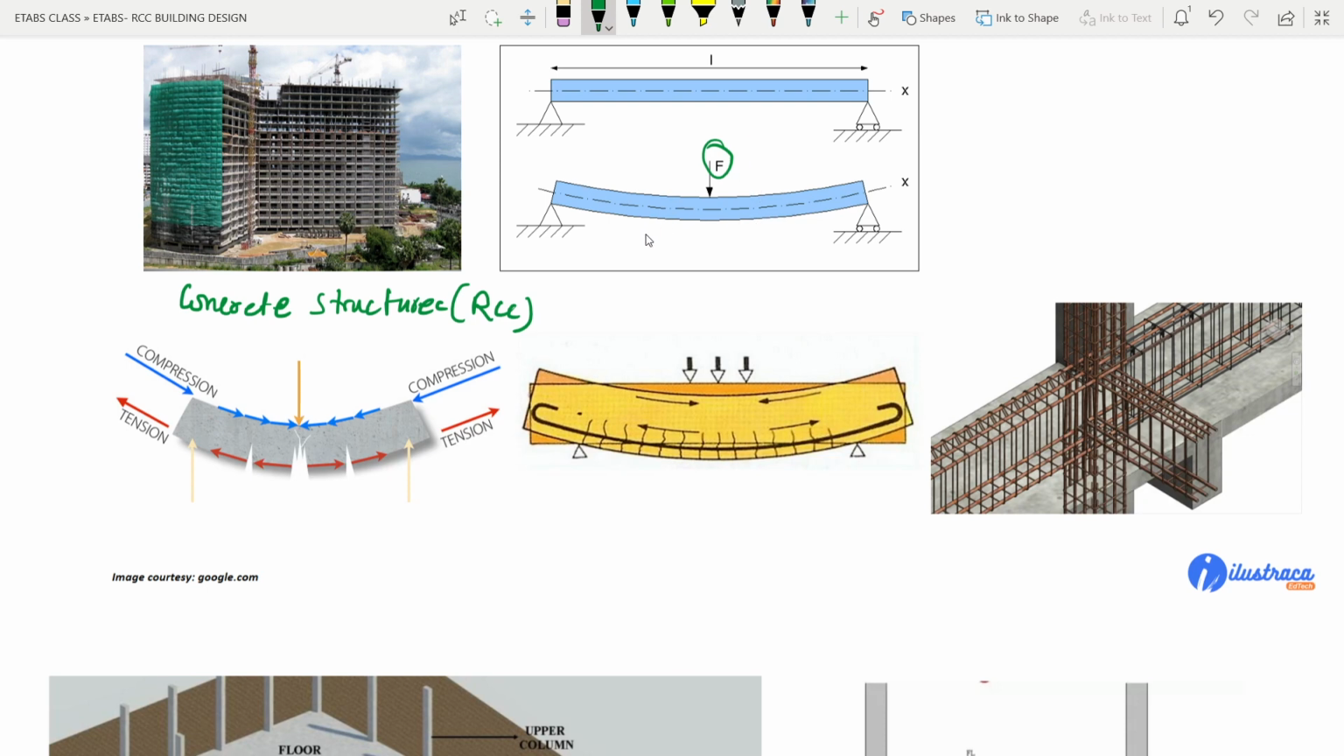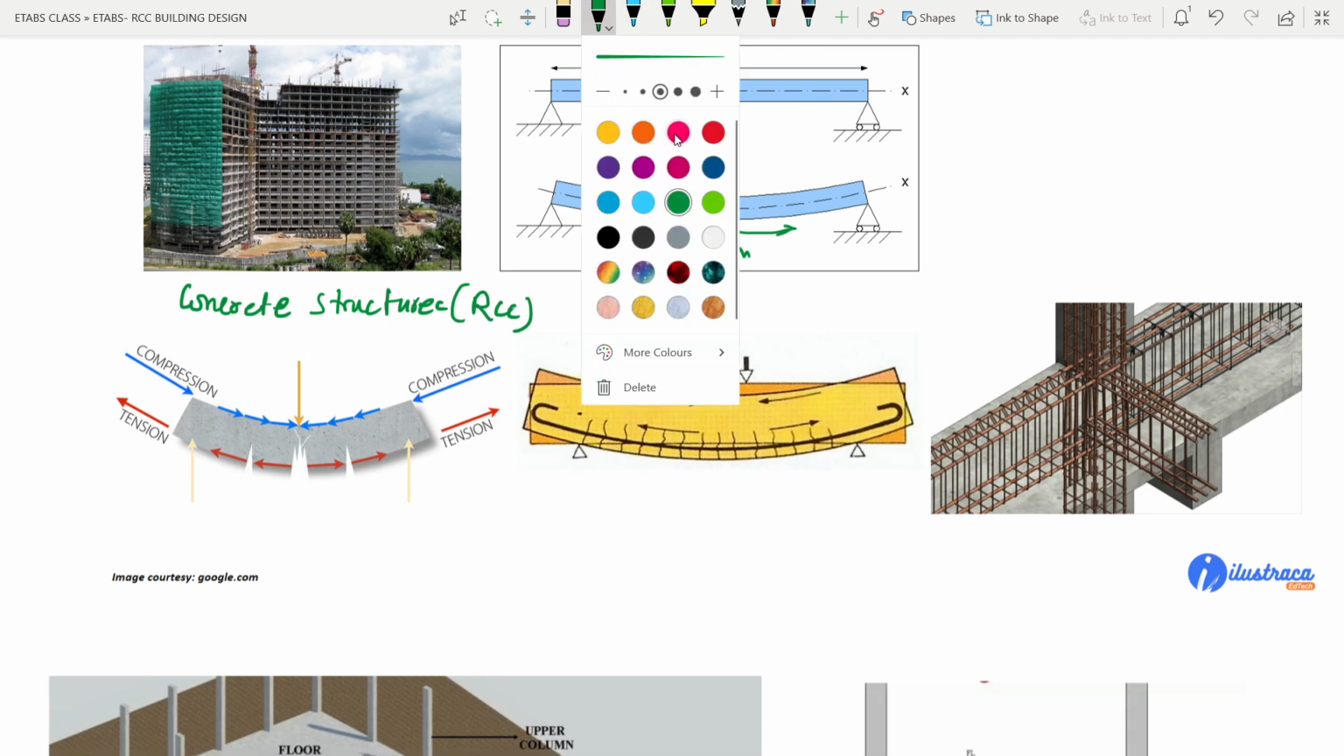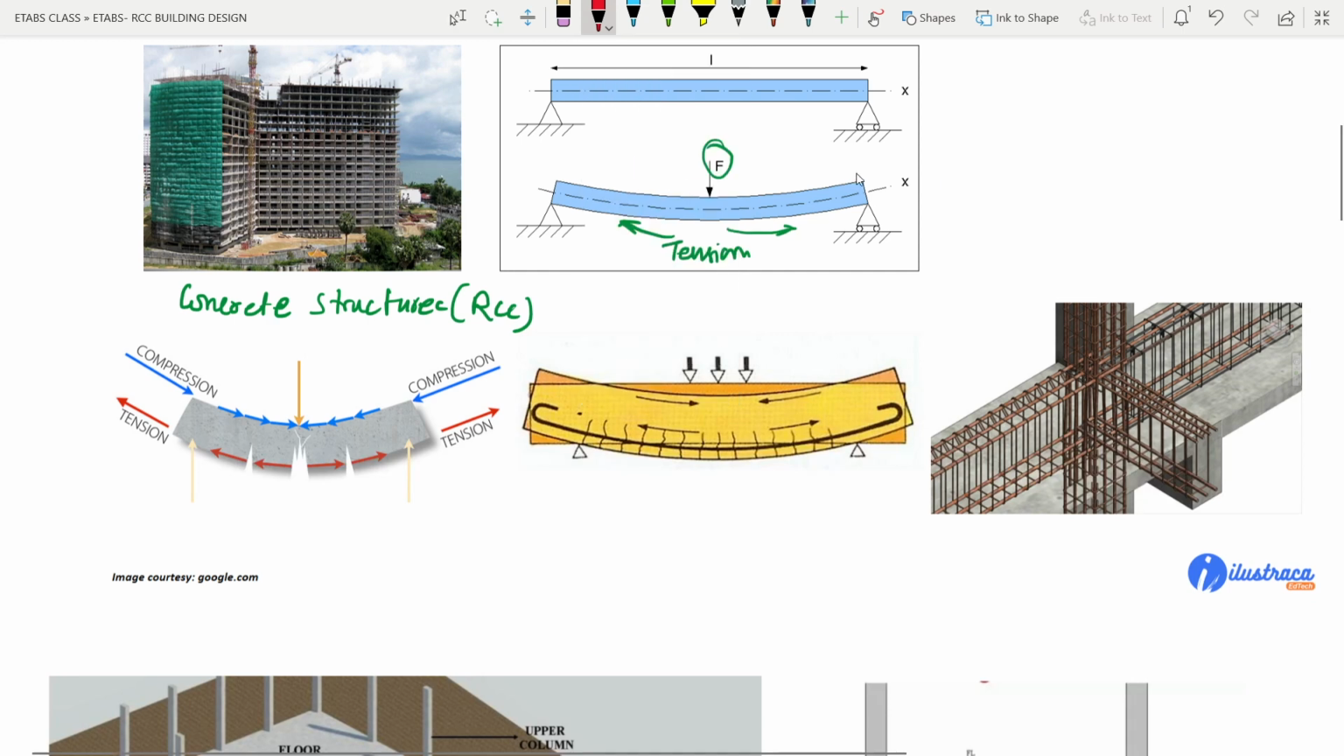So what we understand from here is that when the beam is bending downwards, the bottom fibers will be in tension, right? And the top fibers will be in compression. Okay, the top fibers will be in compression. So if I draw a beam section here, let me just draw.